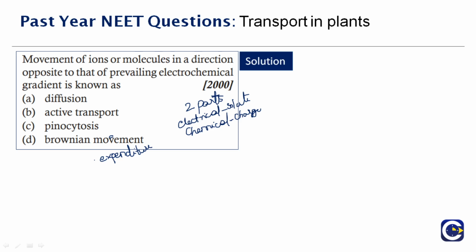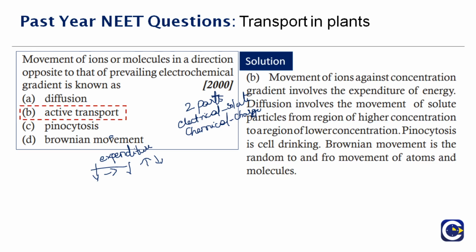Diffusion involves the movement of solute particles from the region of higher to the lower concentration, right? Now you're given four options here. The correct answer goes to active transport. Now what happens in pinocytosis? It is called cell drinking. Brownian movement is a random to and fro movement of atoms and molecules.